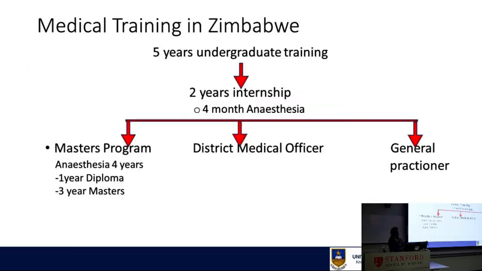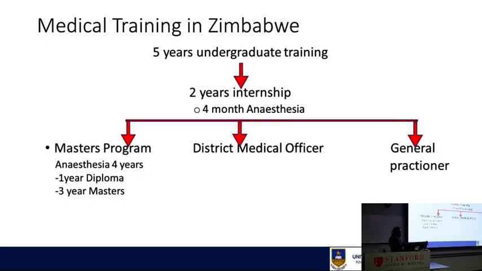So how is the medical training in Zimbabwe conducted? It's very different from yours here. So after completing high school at the age of 18, you do a 5-year undergraduate medical degree program. On completion of the 5 years, you then do a 2-year internship. During that 2-year internship, you rotate through medicine for 6 months, surgical department for 6 months, and then you do 4 months in pediatrics, 4 months in OBGYN, and then 4 months in either anesthesia or psychiatry. So not all our interns rotate through anesthesia.